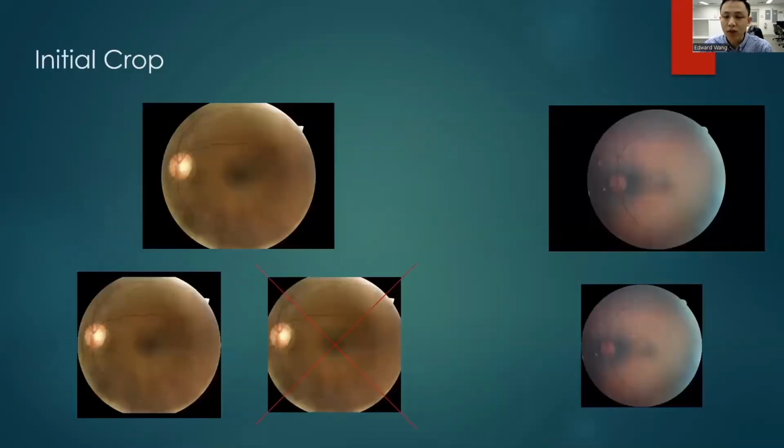The initial cropping is very straightforward. We just do a very simple thresholding. The only caveat I would say is that for the images where the optic disc or the full fundus image was cut off, we added some padding because we wanted to keep the image square and we didn't want to lose any information. And that's what you can see on the left. On the right, we didn't have to do anything fancy at all.